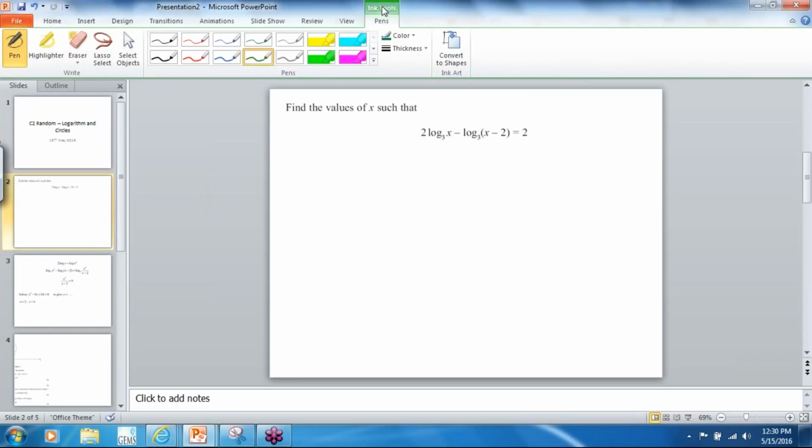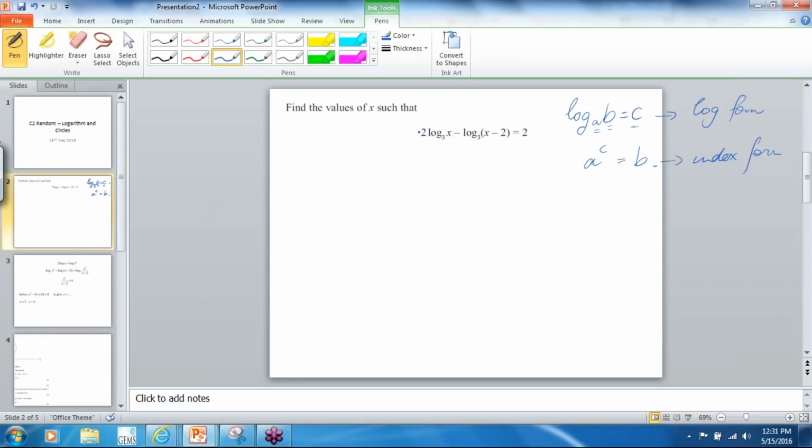Well, we've got a question here and it says find the values of x such that 2 log base 3 of x minus log base 3 of x minus 2 equals 2. Now, what we are hoping to achieve is to get a single log form, and then change this into index form where we say a to the power of c equals b. And so this is what we will be looking for.